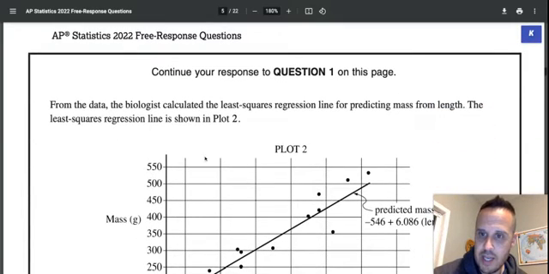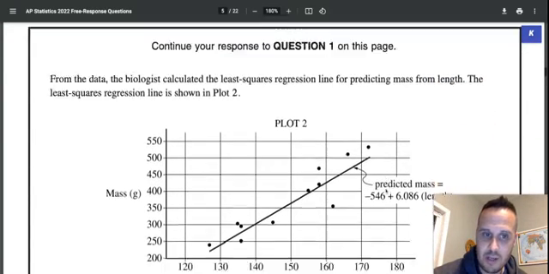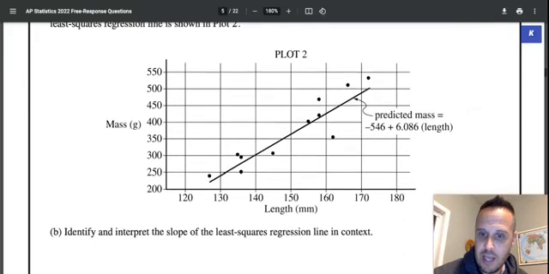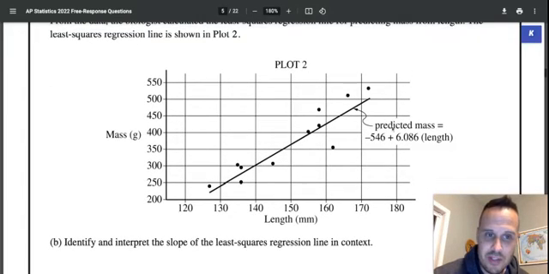Part two for the data. The biologist calculated the LSRL, least squares regression line. Identify and interpret the slope. The slope is 6.086, so I always do a delta y over delta x, predicted. So I would say for each additional millimeter of length, the mass in grams of a bullfrog is predicted to increase by 6.086 grams. All right. Make sure you use that word predicted.